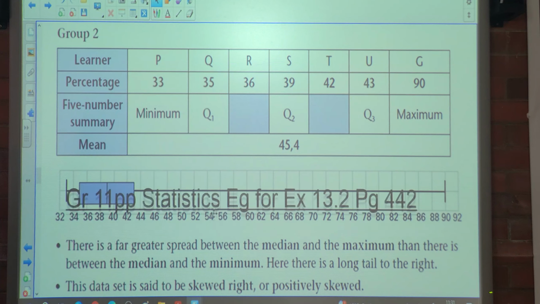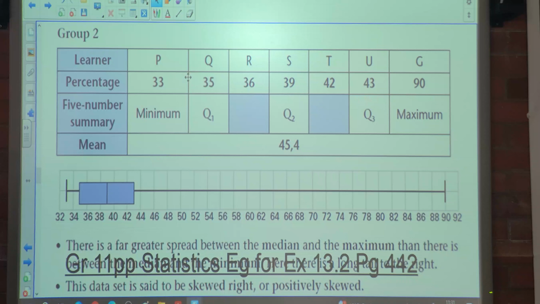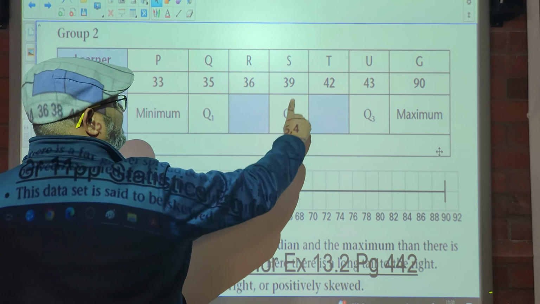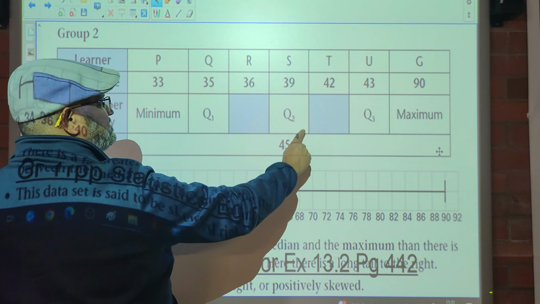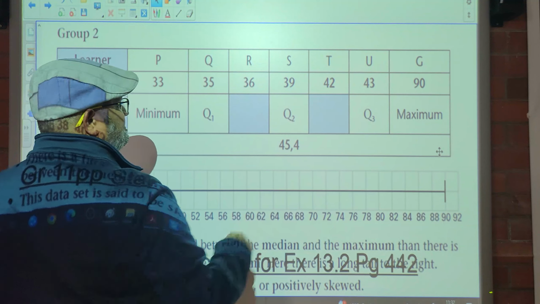Let's look at group 2. So you've got P, Q, R, S, T, U, and G is at 90 now. Can you see that? So what do you notice? The mean is higher than the median. Can you see that? So it's skewed to the right.